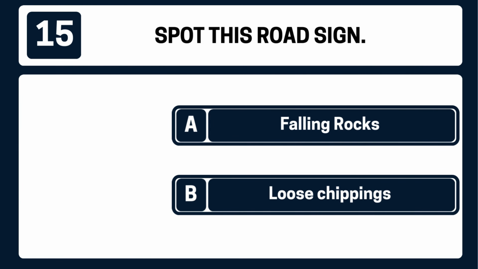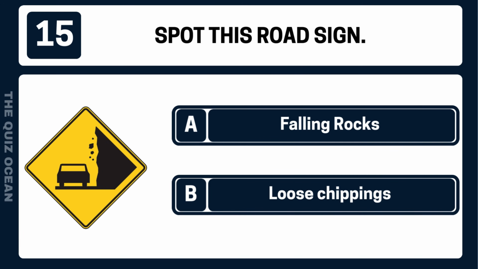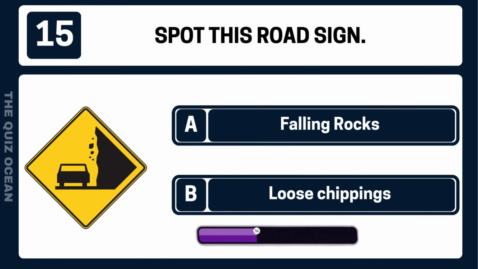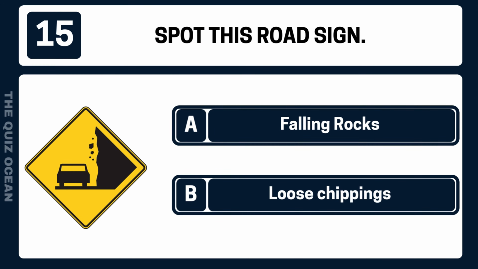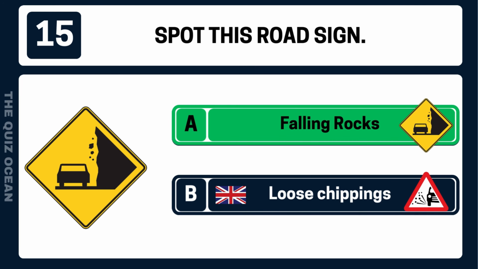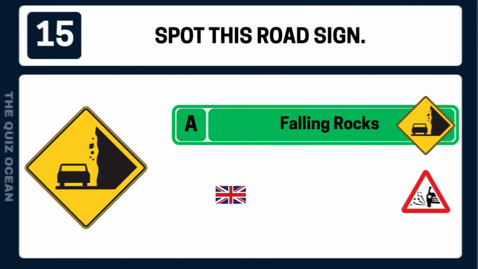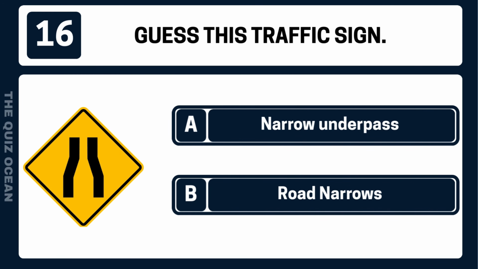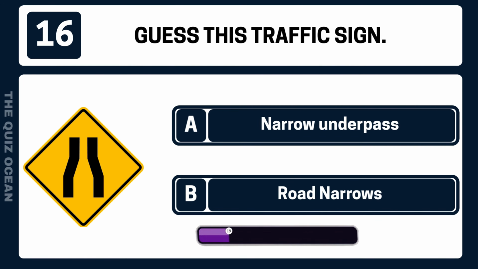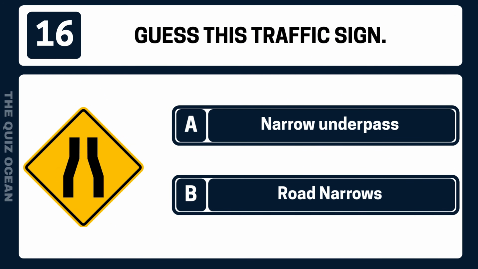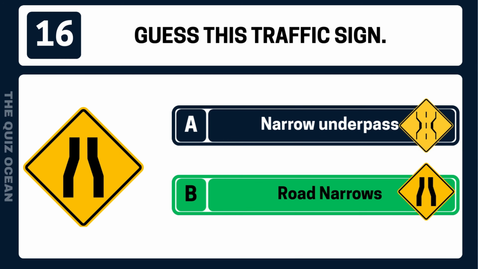Question 15. Spot this road sign. A. Falling rocks. B. Loose chippings. The answer is A. Falling rocks. Question 16. Guess this traffic sign. A. Narrow underpass. B. Road narrows. The answer is B. Road narrows.